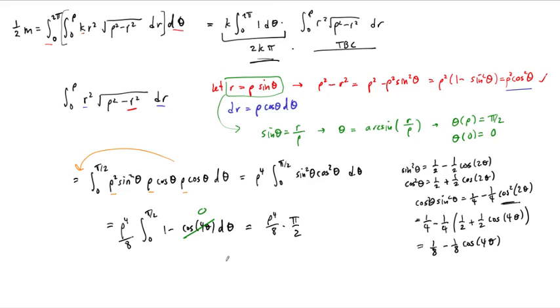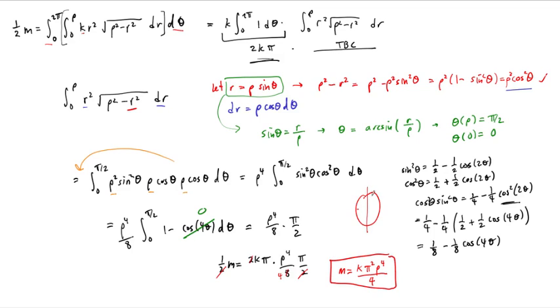And so at this point, what we have is that half of our mass is equal to 2 times k times pi. That's from the first portion of the integral up here, times this portion that we just finished, rho to the fourth over 8 times pi over 2. And of course, we're going to multiply through by 2. That'll cancel these. And what we learn is that the mass of our ball, I'll write it in red, this 2 can cancel with here and make this a 4. So what we end up with is the mass of our ball is k times pi squared times rho to the fourth all over 4. So this is the mass of the ball whose density function is proportional to the distance from the z-axis.